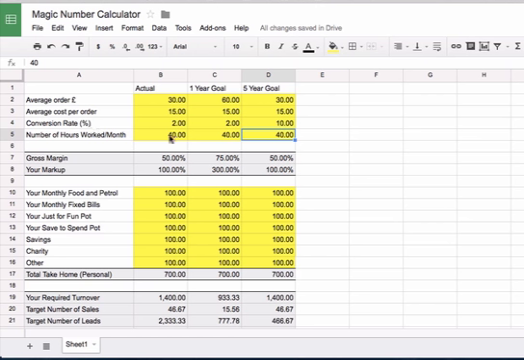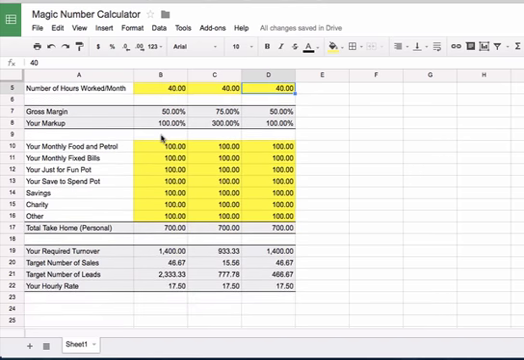I've also asked you to put in how many hours you work a month on your business, because then you can work out at the end that you're not working for less than minimum wage, you're not working for £1 an hour or something. These grey ones have worked out what your gross margin and your markup are, just so that you know.